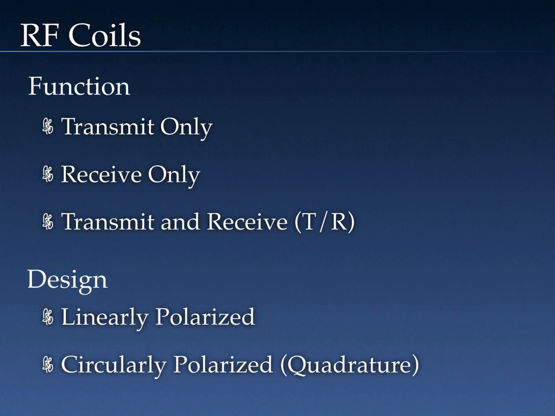Linearly polarized receiver coils are actually not capable of extracting the full information from the MR signal, and as such, the resultant SNR is a square root of 2 less than a circularly polarized coil of the same size. All modern human MR systems today utilize circularly polarized transmit coils.